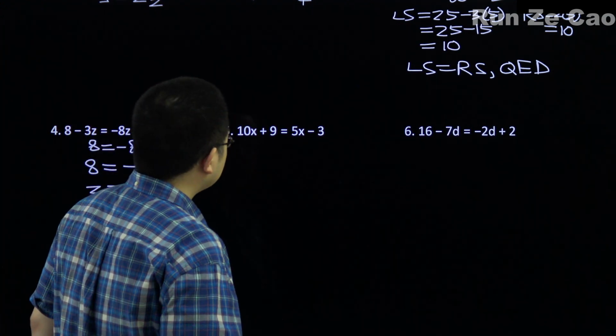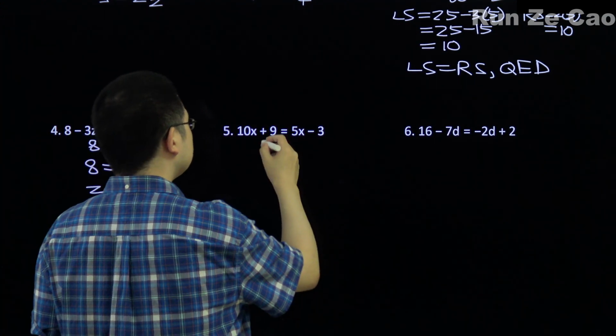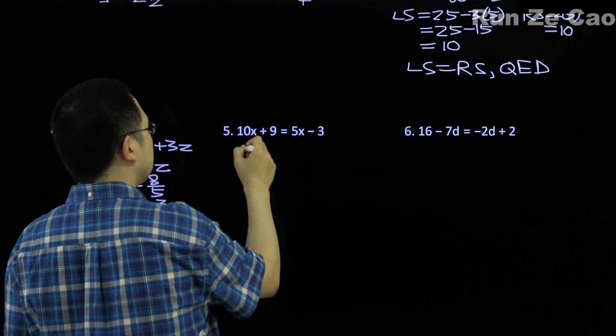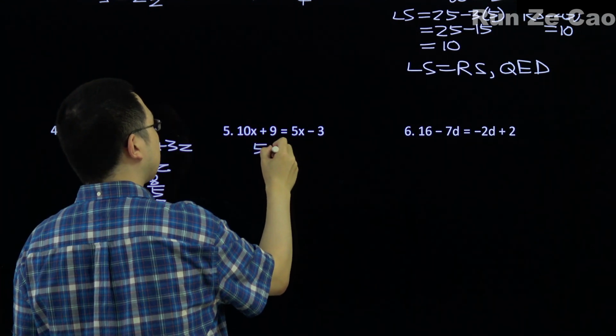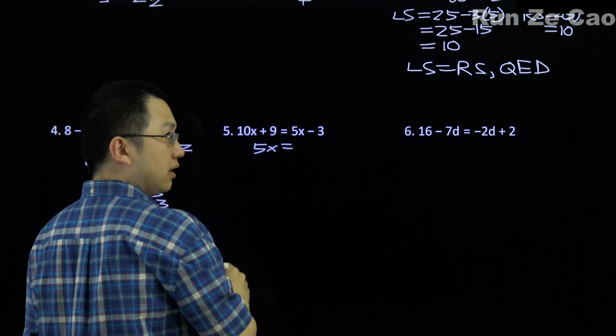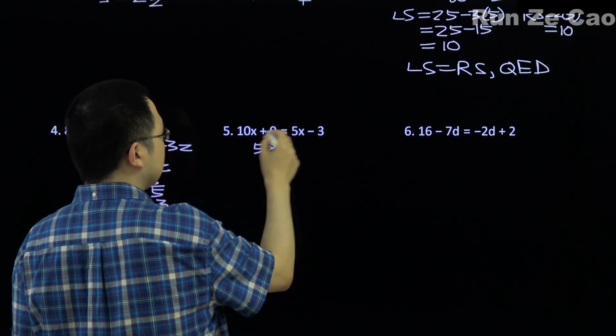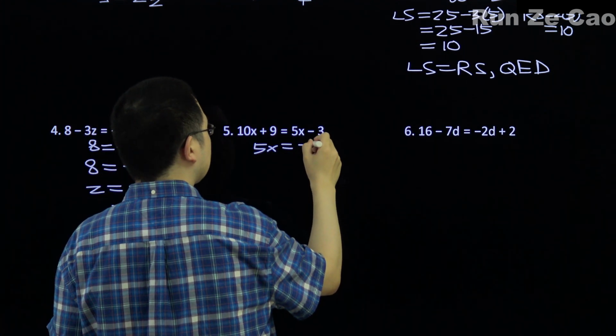10x plus 9 equals 5x minus 3. Well, 10x minus 5x, you're going to end up with 5x when you isolate that. And on this side, negative 3 minus 9, that's going to be negative 12.